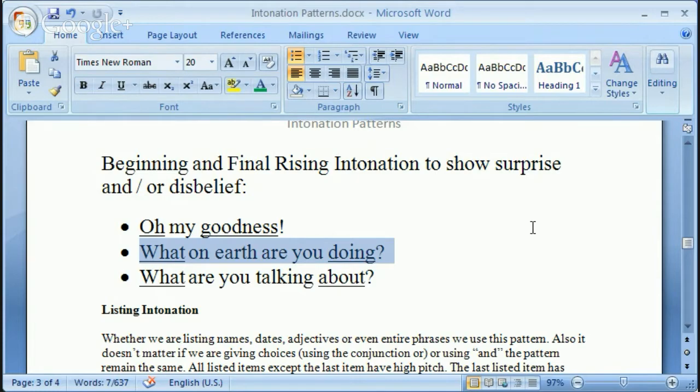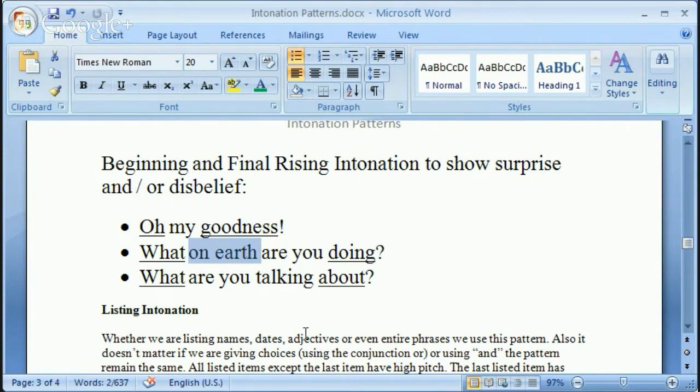Is it the same if I say, what are you doing? It's the same. Yes, it is. But the "on earth" part is used to add emphasis. Okay. Thank you. All right. What are you talking about? Very good.